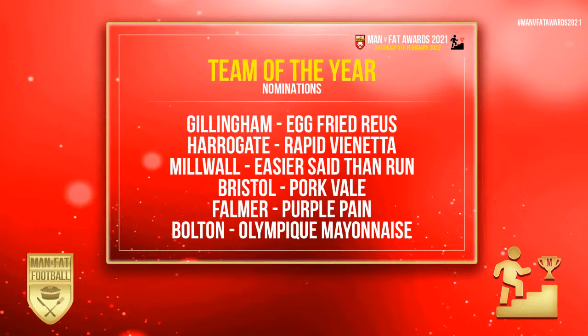Easier said than run from Millwall. Excellent attendance and application to the programme saw the team smash the pitch league, cup and weight loss league. In total, they lost over 70 kilograms. Pork Vale, Bristol. Season 1, the Pork Vale lads were arguably the weakest at the club on and off the pitch. This year, they've turned it round, outshining all other teams at Bristol, blitzing the league with over 70 kilograms of loss.